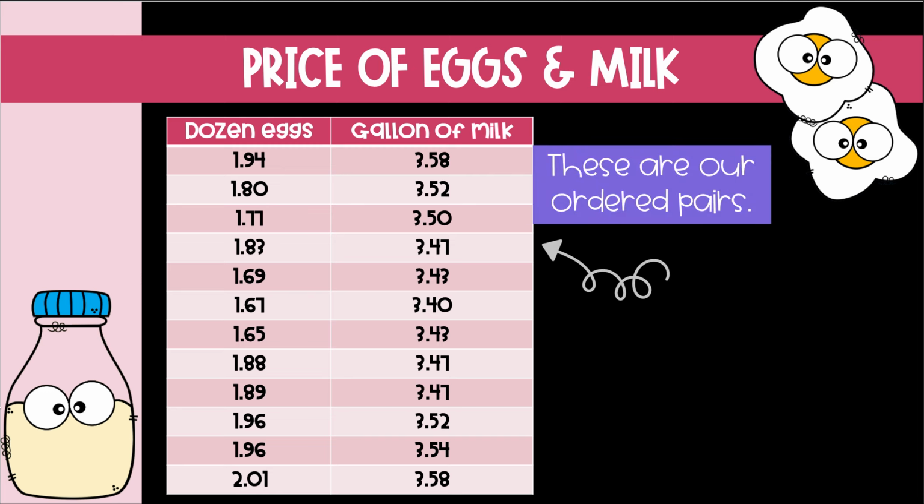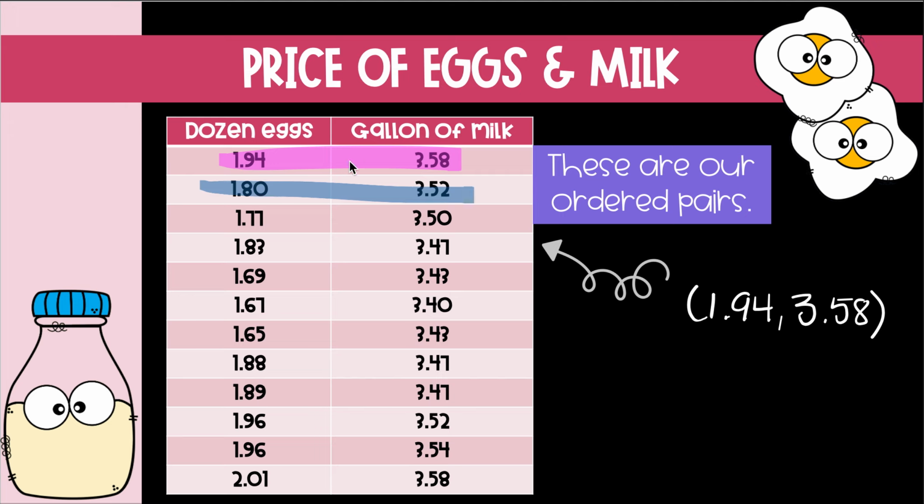If we were graphing this in a Cartesian plane, think of the price of the dozen eggs to be your X variable and the price of the gallon of milk to be your Y variable. We're going to plot them, but not in the Cartesian plane. It will be just in a graph. 1.94 will be paired with 3.58 and so on. Each one of those, the dozen eggs and the gallon of milk, will be an ordered pair. This one will be one, this one will be another one, and so on.